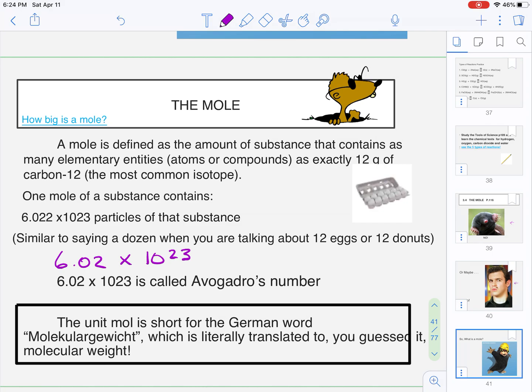And how we chose that number, it's called Avogadro's number. It was chosen because it's exactly how many particles would be in 12 grams of carbon 12. And for some reason, they used carbon as the one that they were going to compare all others to.